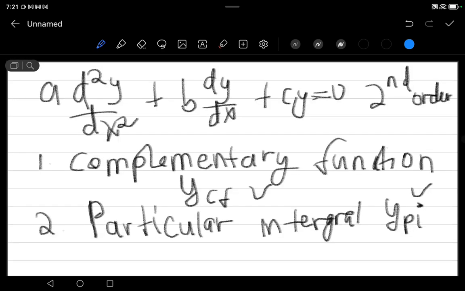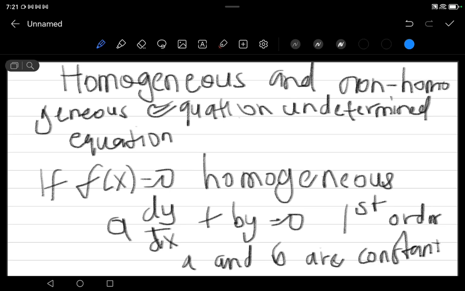If f of x is equal to 0, f of x is equal to 0, so if our f of x is equal to 0, our equation is going to be homogeneous. So we're going to have an equation like this, with a constant that can take any value. And then on the first order, a times dy over dx plus by is equal to 0. So this is a first order equation. Maybe let's say we are given 2y prime plus 3y equals 0. So we call this equation what?